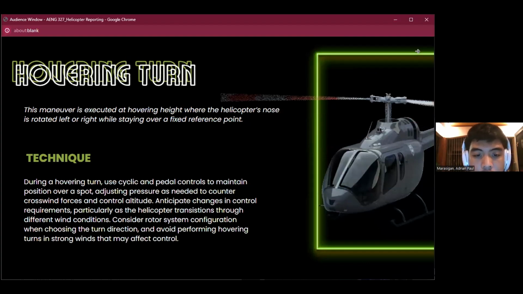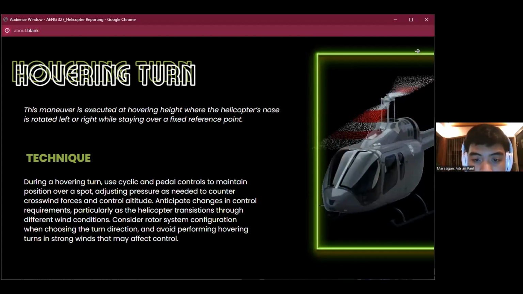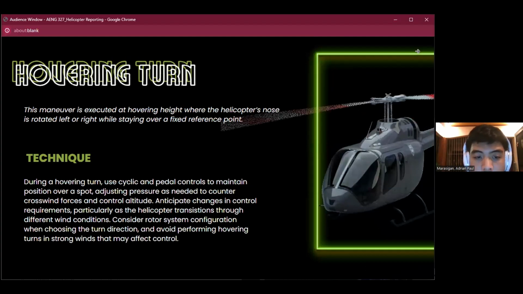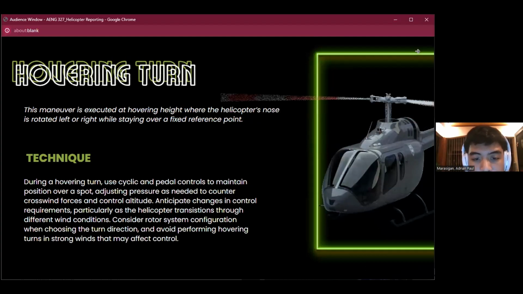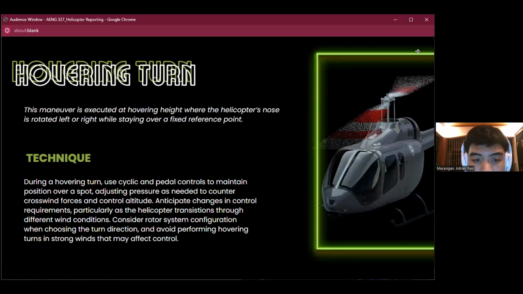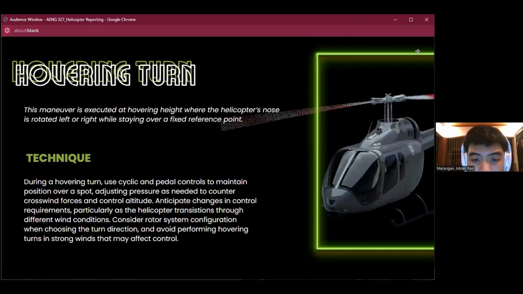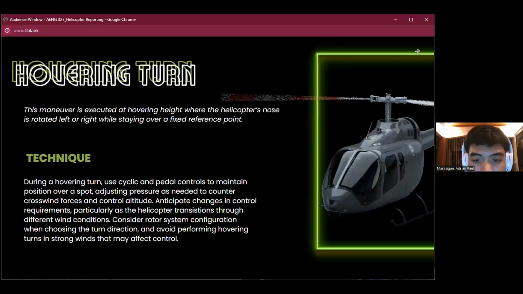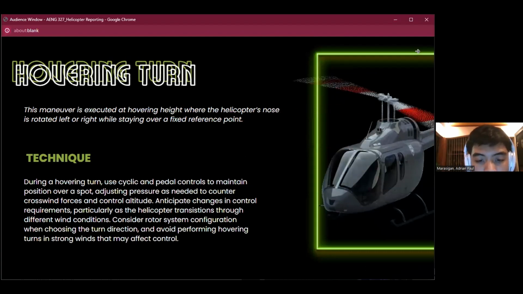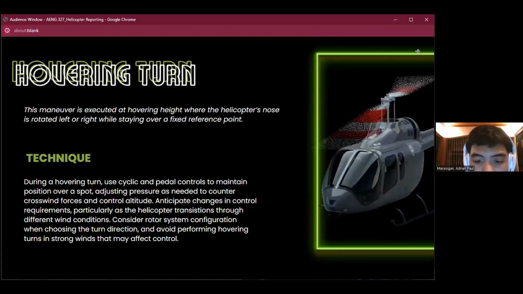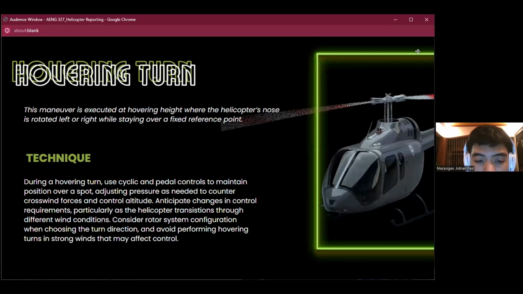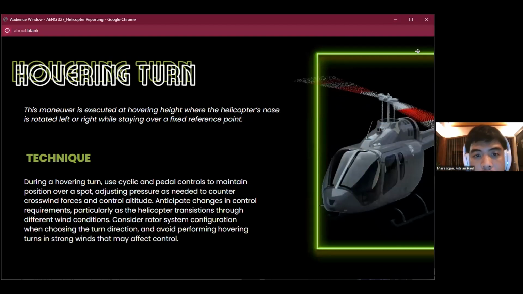During a hovering turn, use cyclic and pedal controls to maintain position over a spot, adjusting pressure as needed to counter crosswind forces and control altitude. Anticipate changes in control requirements, particularly as the helicopter transitions through different wind conditions. Consider rotor system configuration when choosing the turn direction and avoid performing hovering turns in strong winds that may affect control. Next slide.